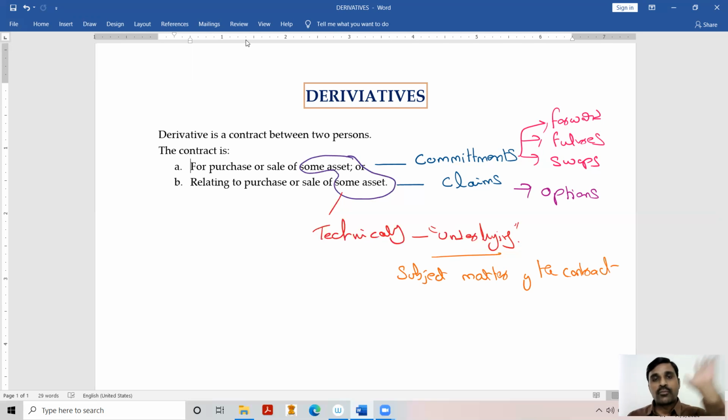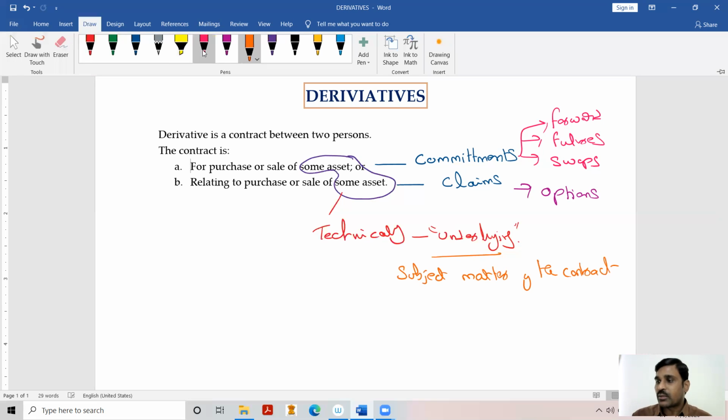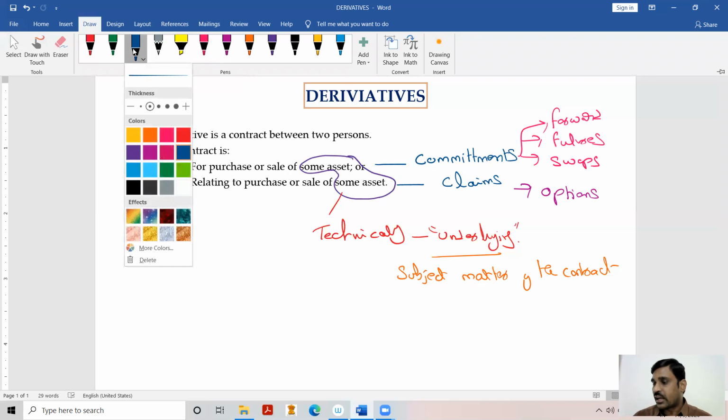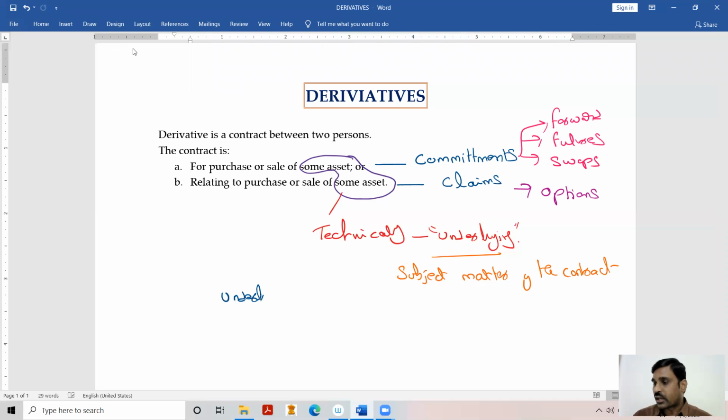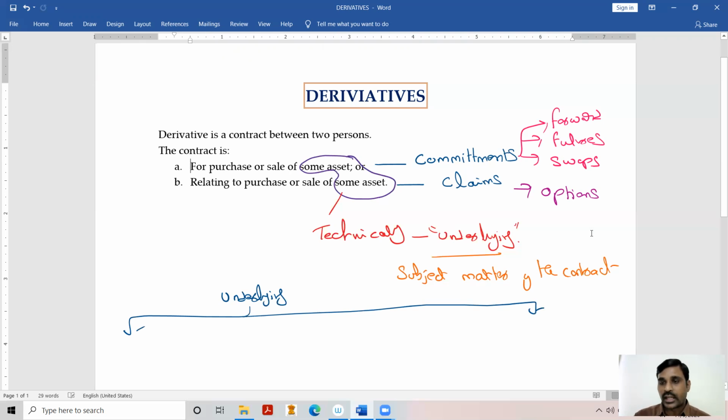I have entered into an agreement to purchase land. The subject matter is land. Land is the asset which I am going to purchase. That is the subject matter of the contract. The entire relationship revolves around purchasing that land only. So that is called the underlying or subject matter of the contract. This underlying can be broadly categorized into three types.